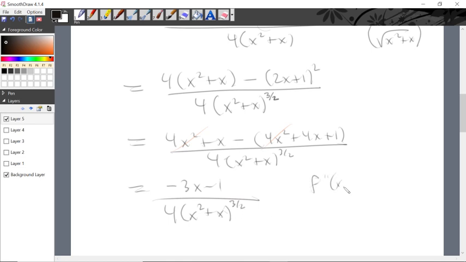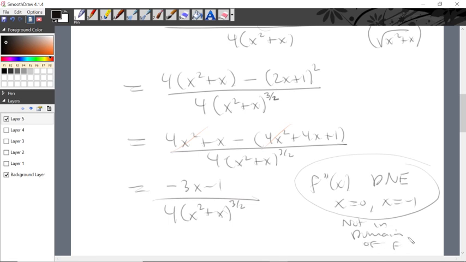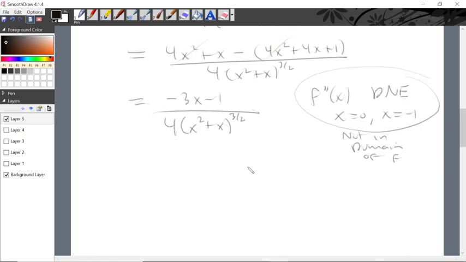All right, f double prime of x therefore does not exist whenever the denominator is equal to 0. That would be where x is equal to 0 and x is equal to negative 1, as was already the case from before. And those, of course, are values that are not in the domain of the original function f. We should still test around them. Recall, we're not going to test between them because values between these two are not in the domain as well. But we should test around them.